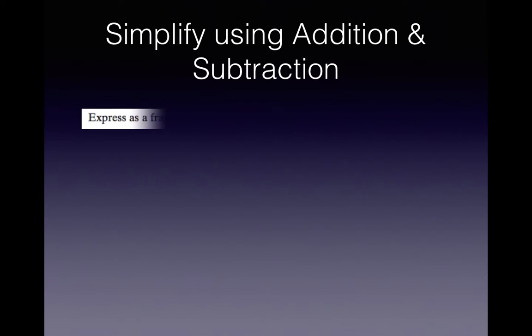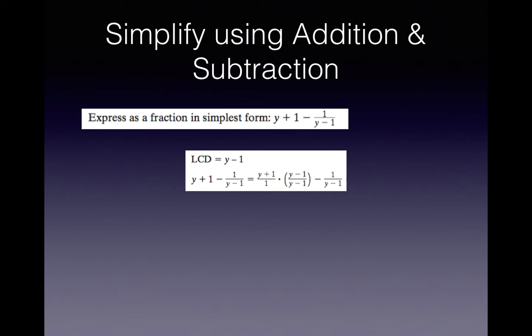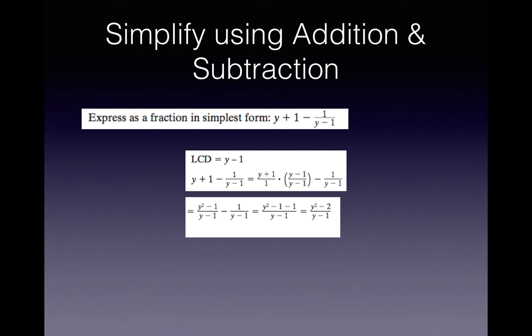Okay, next example. So in this case, we have y plus 1 minus, and then 1 over y minus 1. What I'd be doing here is put y plus 1 all over 1, and then what I need to do is get a lowest common denominator, which would be y minus 1. So I multiply y plus 1 over 1 by y minus 1 divided by y minus 1. Okay, that means then we have a common denominator.